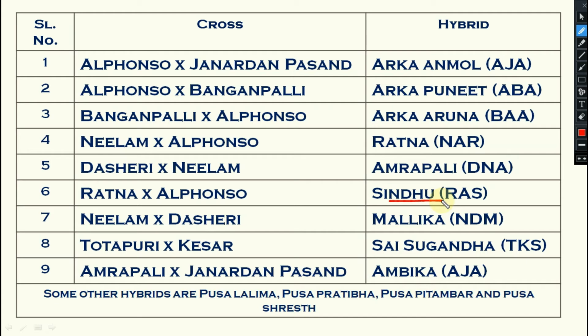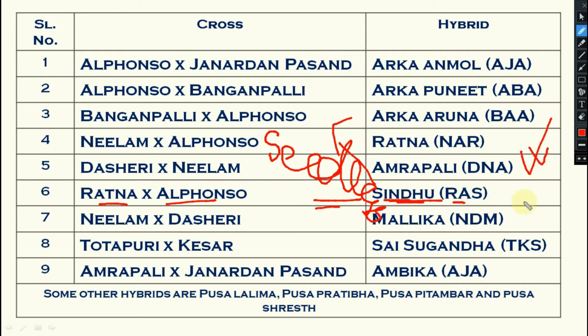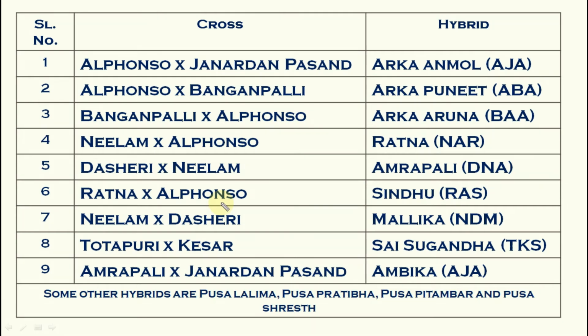Next, Sindhu. Sindhu has a very important characteristic that it is a seedless variety. Yes or no? Very important. It is regarded as RAS. RAS means Ratna into Alfonso, that will make Sindhu. S for Sindhu, S for seed, but you have to remember it is a seedless variety. Very important. And it was developed again from the Konkan Krishi Vidyapeeth, Dapoli, Maharashtra. Where it is developed may not be important, but Amrapali, IARI you remember. And Sindhu is a seedless variety developed from crossing which 2 varieties? Ratna and Alfonso. RAS. Important.